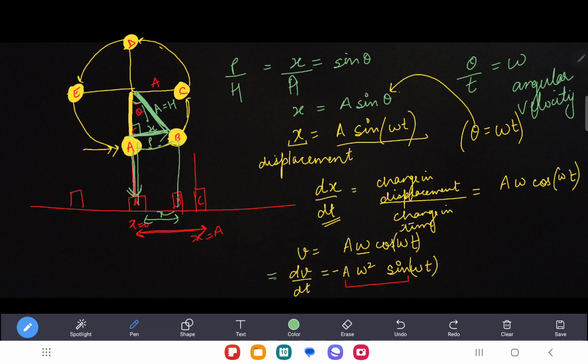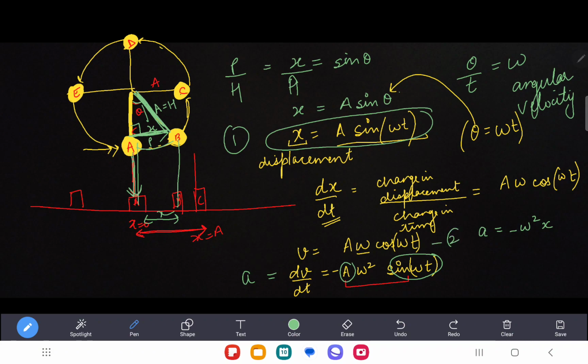So dv by dt is nothing but acceleration. So acceleration is equal to minus omega square x, because A sine omega t, from equation 1, this is my equation 1, this is my equation 2, shall become, this is my equation 3 that I've derived. So a shall become minus omega square x. Understood or not? So this is the equation of SHM.